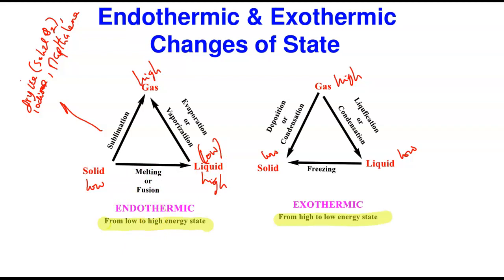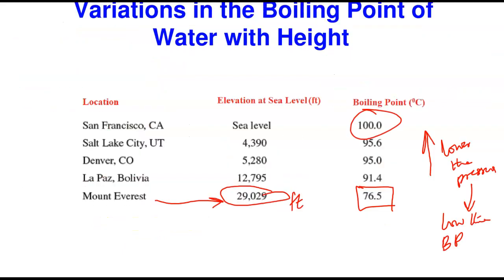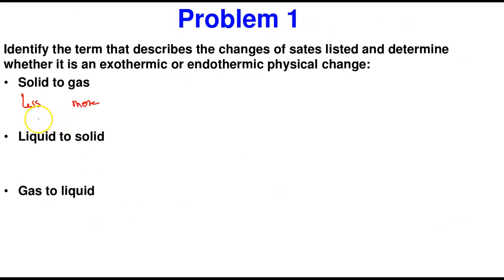So in this case, we're looking at going from less to more. So it's an endothermic reaction. And if a solid goes direct to gas, we call this sublimation. This is called sublimation, and sublimation is an endothermic process.